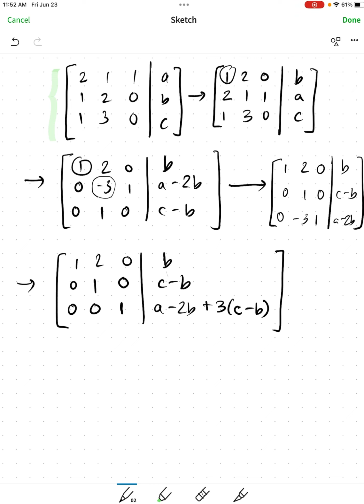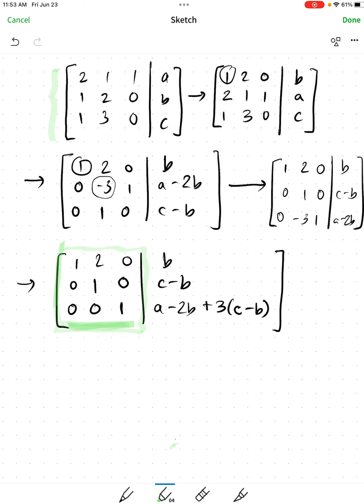Because when I read these equations, this bottom row, I don't have a row of zeros in the coefficient part, I mean. In this part, I don't have a row of zeros. So what that means is I'm always going to be able to solve the system.